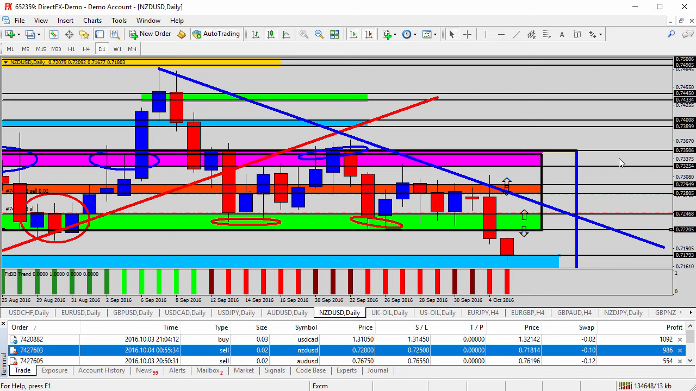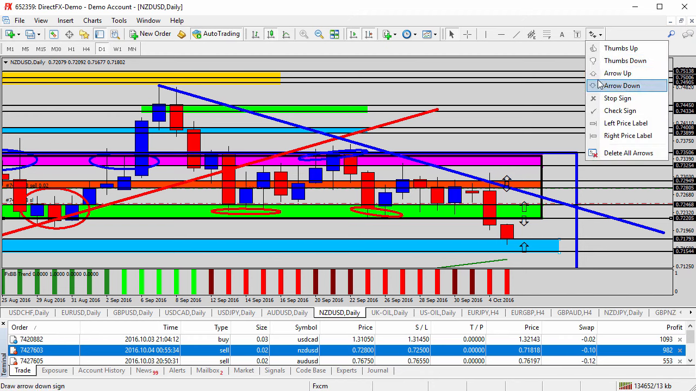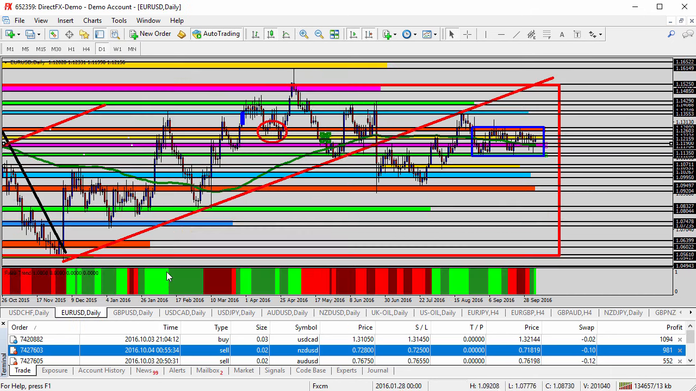We don't want it to get back above the green shaded area. Right now we're finding support at the blue shaded area, which is at 71.80, 71.55. And our hope is that we'll see the breakdown today underneath 71.50 and the continuation of the downtrend for the New Zealand dollar.